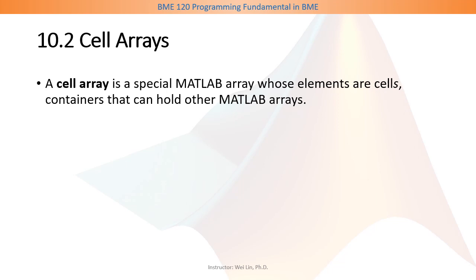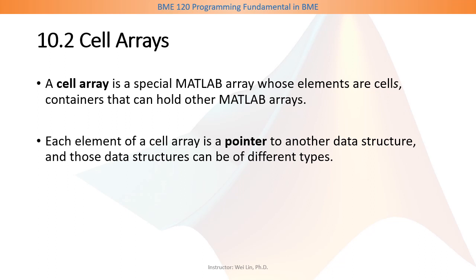So here is a question. In the past, when we talked about an array, we said that an array has values of the same data type. How can a cell array hold data of different data types? Here is the solution. A cell array is a very special array. It does not store the values of the data directly. Instead, each element of a cell array is a pointer to another data structure. A pointer is a location in the memory where the real data resides.